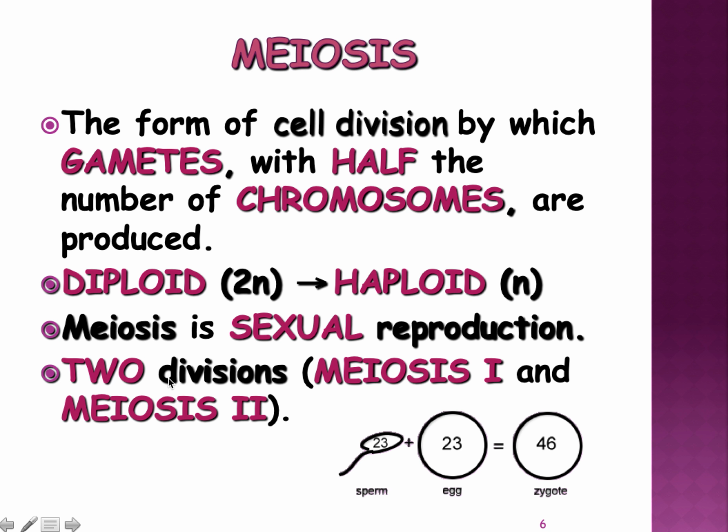And so meiosis is broken up into 2 phases, kind of. We have meiosis 1 and meiosis 2. You'll find that meiosis 2 is very much like the process of mitosis, but you'll see in a few minutes what makes meiosis different from mitosis.